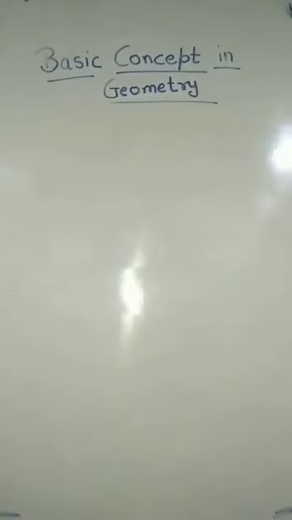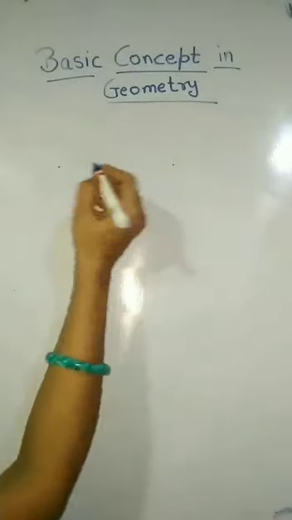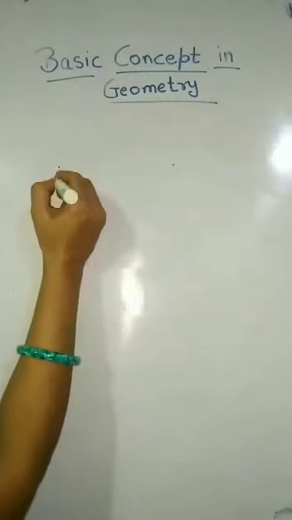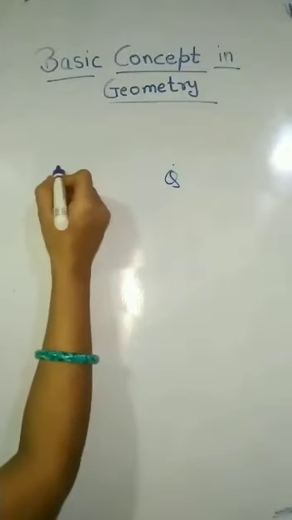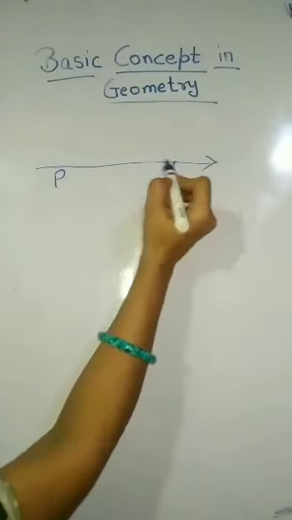The next concept is this: one and only one line can be drawn through any two distinct points. If I say two distinct points, means these two points, that is point P and point Q, then only one line can pass through these 2 points.